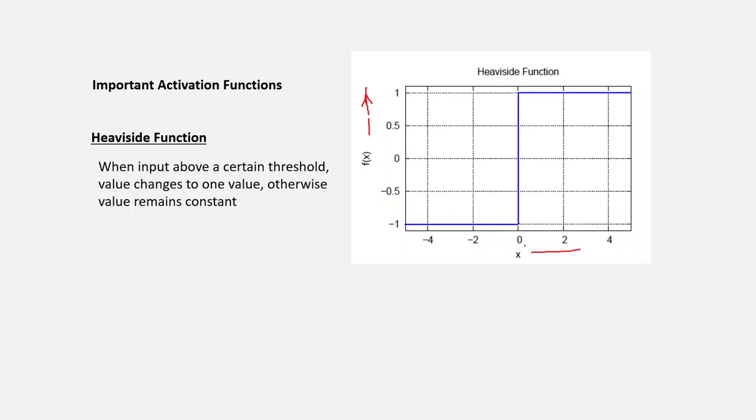So as you can see, the threshold point here has been fixed to 0, or we can say that whenever the input x is positive or 0, the neuron gets activated. That is, the value of this function changes to 1 from minus 1. So minus 1 you can consider an off state, and plus 1 you can consider an on state of the neuron. But the problem is the Heaviside function is not differentiable.